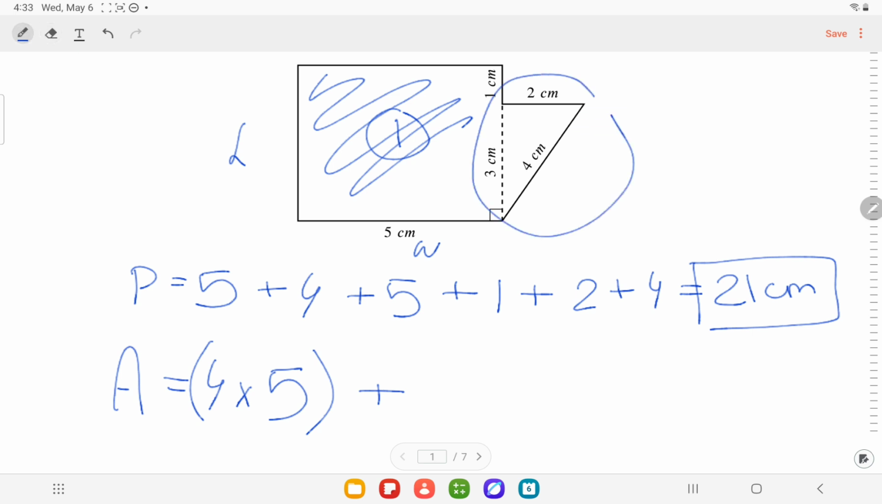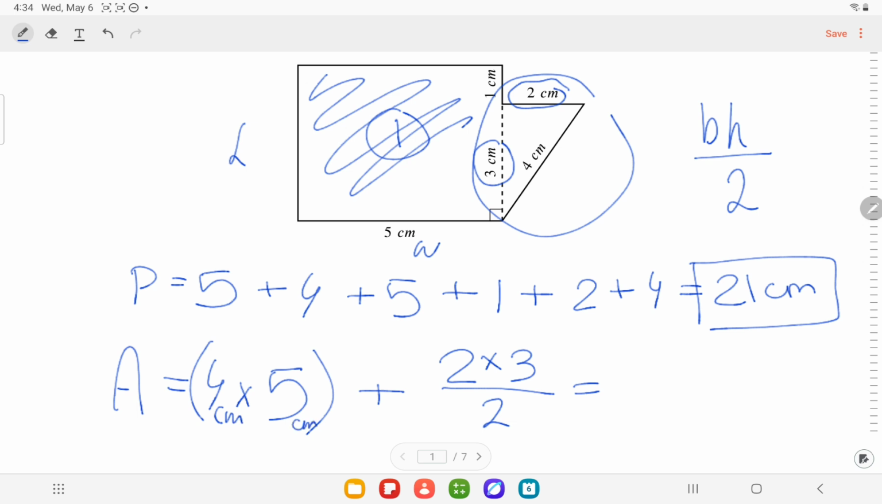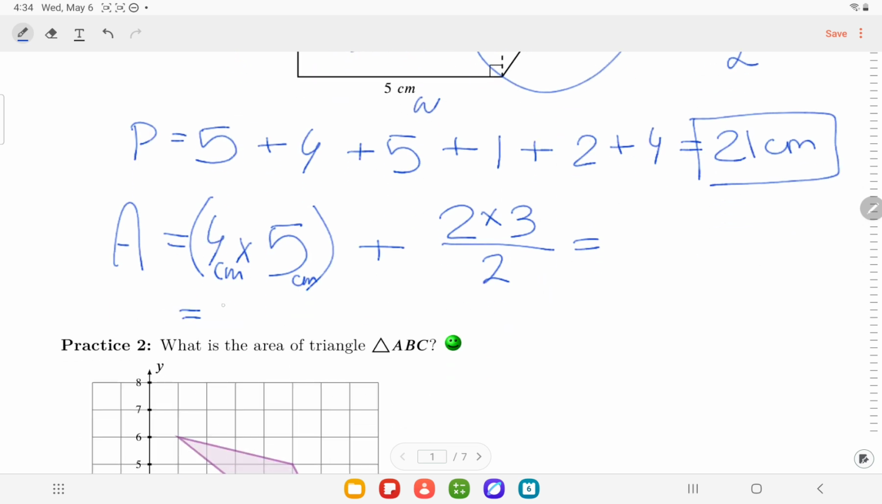And the area of a triangle is base times height over 2. So our base here is 2 centimeters, and our height is 3. It's important to note that when we're looking at the area, this is 4 centimeters times 4 centimeters. So when we multiply them, it's going to be 20 centimeters squared. So unlike the perimeter where the answer will just be in centimeters, the area is going to always be in centimeters squared or meters squared, whatever it is you're using.